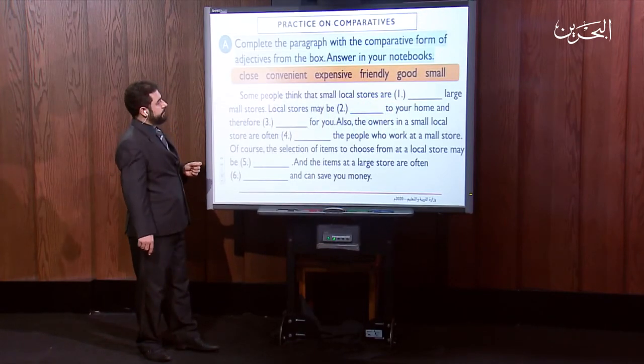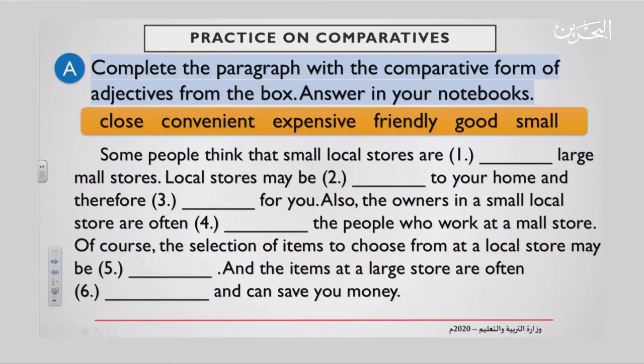Practice on comparatives. Complete the paragraph with the comparative form of adjectives from the box. Answer in your notebooks. You have 6 adjectives: close, convenient, expensive, friendly, good, and small. And you have a paragraph. Some people think that small local stores are, and you have the first gap, large mall stores.